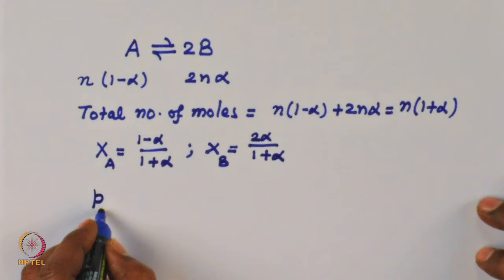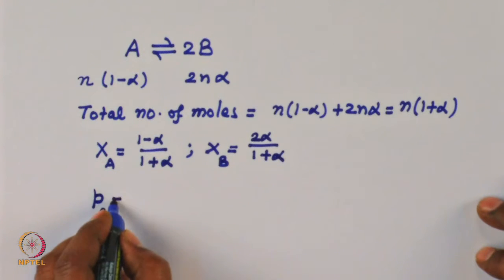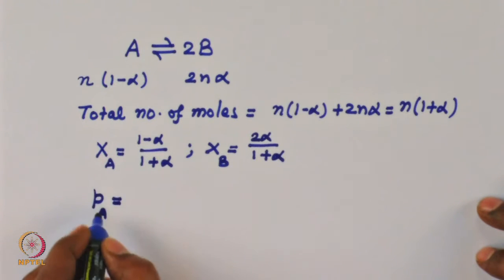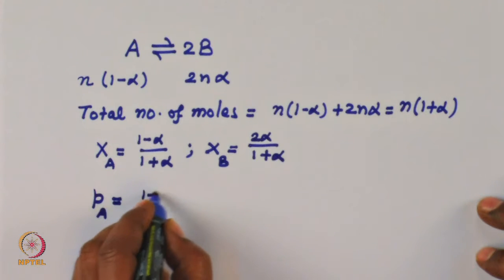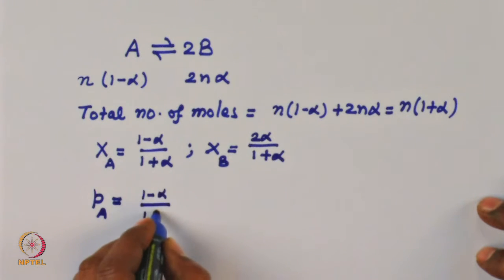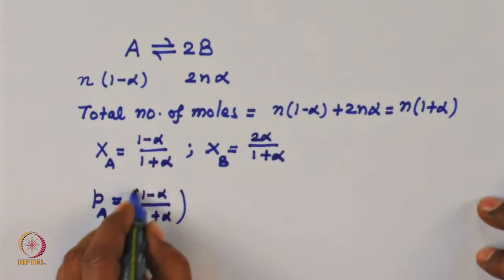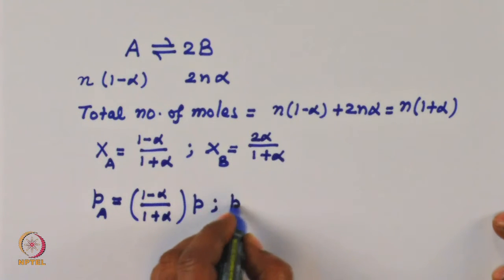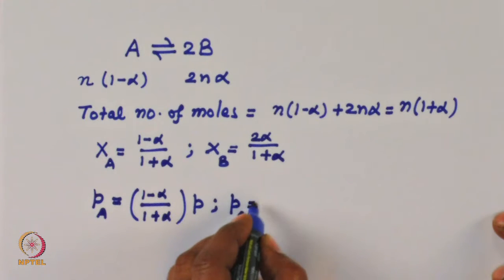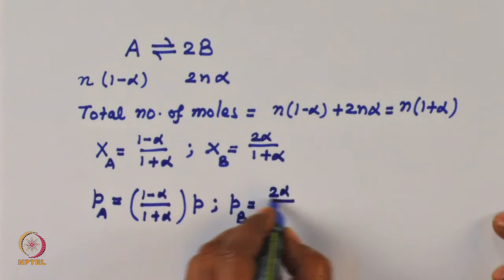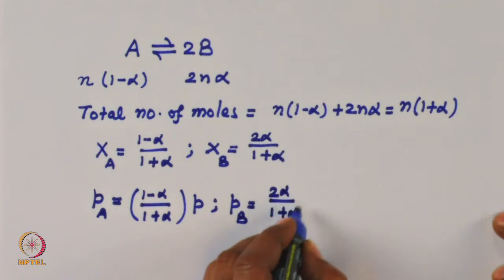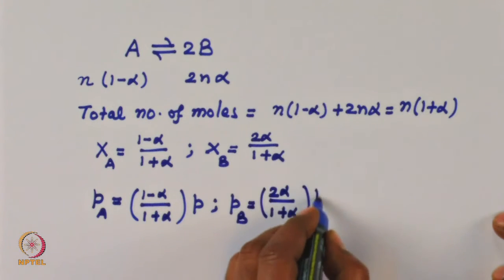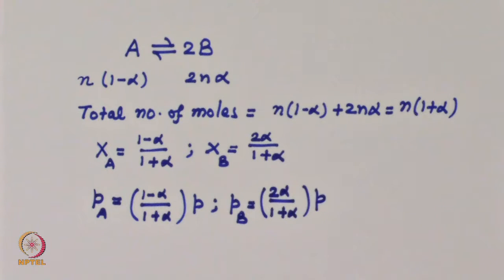Therefore, the partial pressure of A will be equal to, by Dalton's law of partial pressure, (1 minus alpha) over (1 plus alpha) into the total pressure, P being the total pressure, and the partial pressure of B is going to be 2 alpha over (1 plus alpha) into the total pressure.